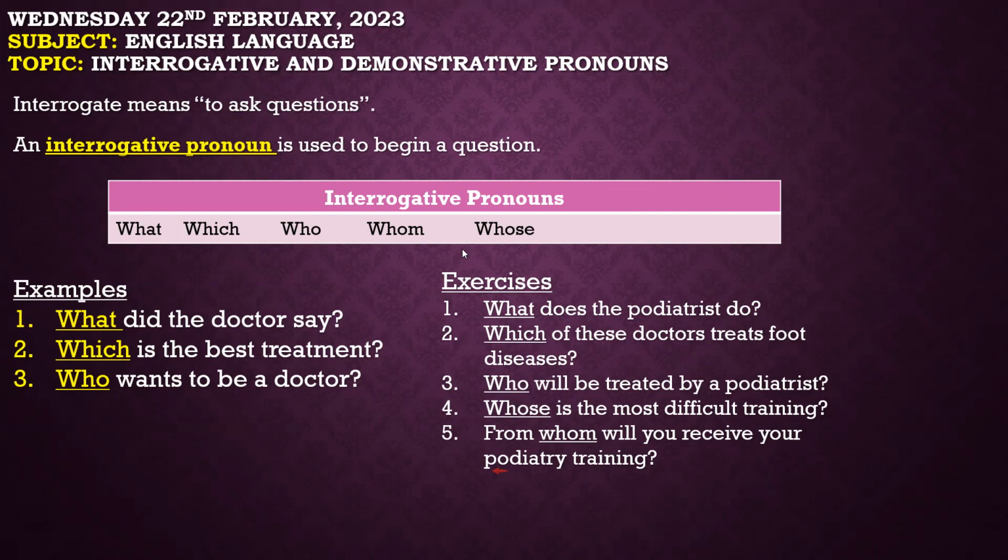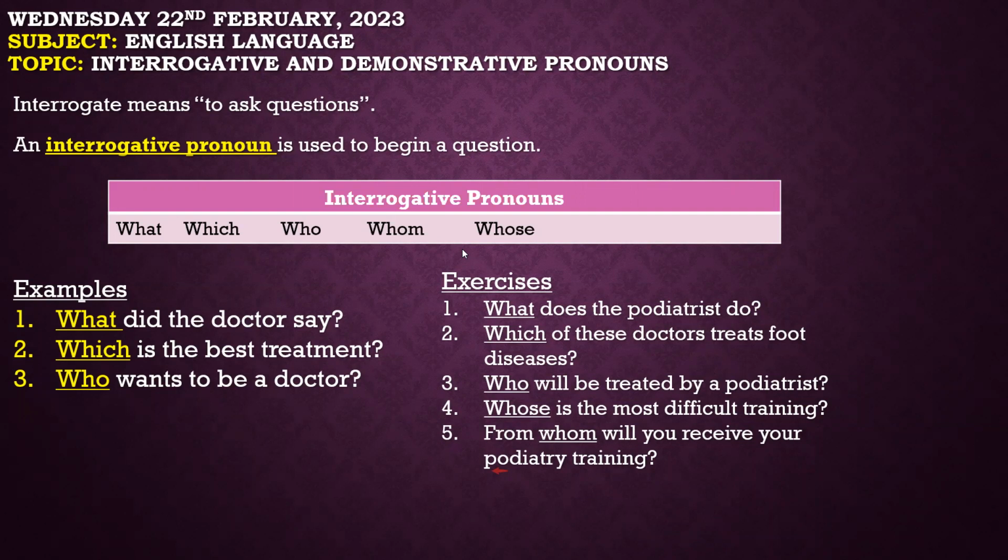Okay, can you give me 2 examples of interrogative pronouns, please? Who and whom? Say it again. Whose and whom. Okay, good. Shalice, can you give me 2 examples of interrogative pronouns? Which and what. Which and what? Very good. So that was interrogative pronouns.